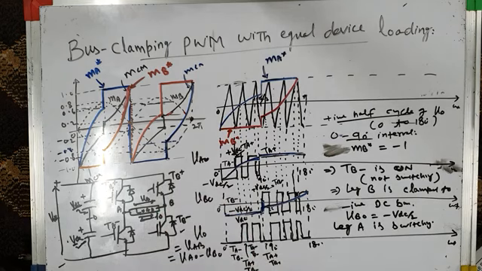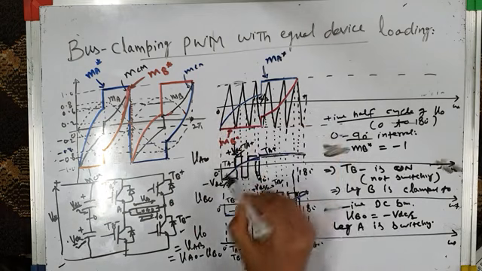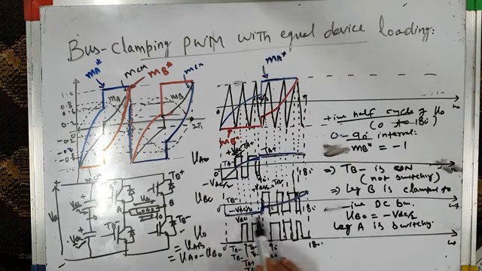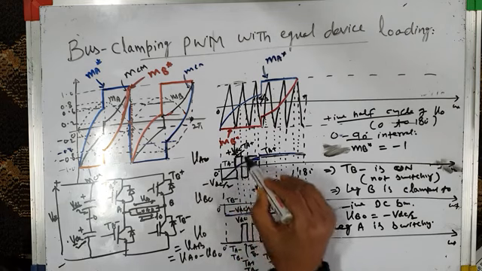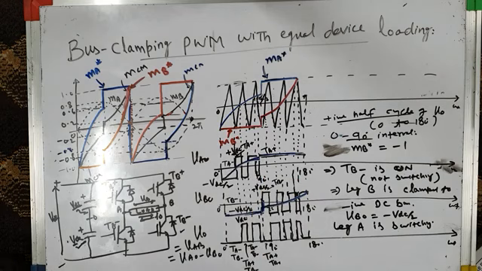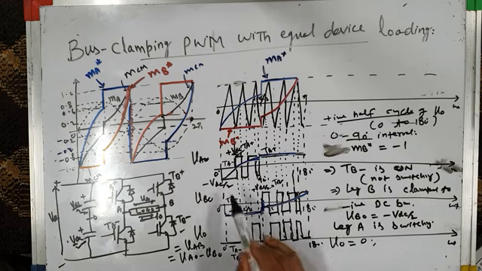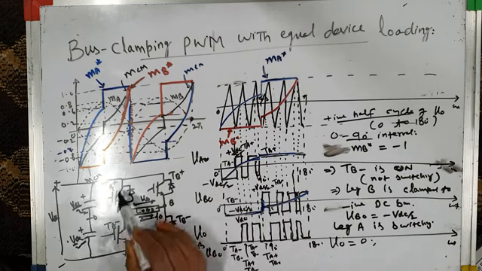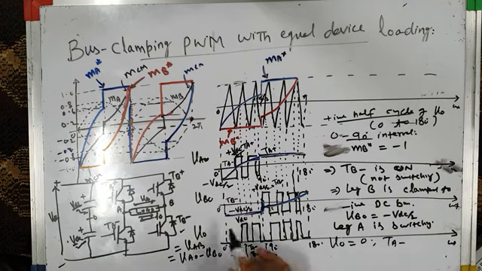It's clamped to negative DC bus, but leg A is switching. VBO is minus VDC by 2, but leg A is switching, like you can see, minus VDC by 2 plus VDC minus VDC. And when leg A is switching, your load voltage will first have 0. When it is 0, you can very clearly see the bottom switch of leg A, TA minus, and the bottom switch of leg B, TB minus, are both on. That makes load voltage V0 equal to 0.